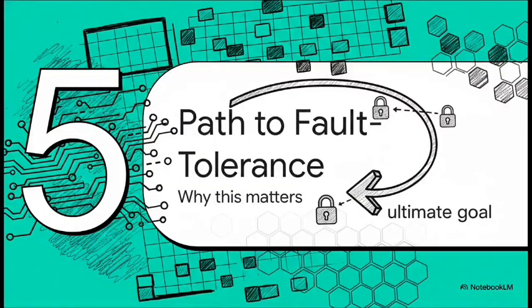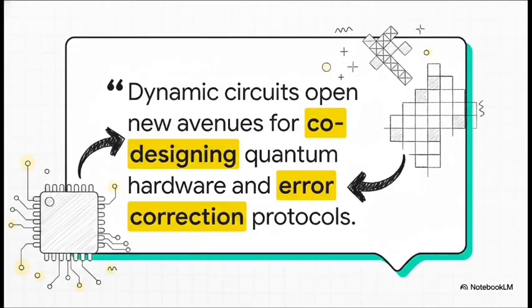Well, it's all about paving the road to the ultimate goal, a truly fault-tolerant quantum computer. You know, there's a line from the research paper that just nails it. It says, dynamic circuits open new avenues for co-designing quantum hardware and error correction protocols. For the first time, the people building the chips and the people writing the error correction software can actually work together, in harmony, instead of being locked into one rigid way of doing things.